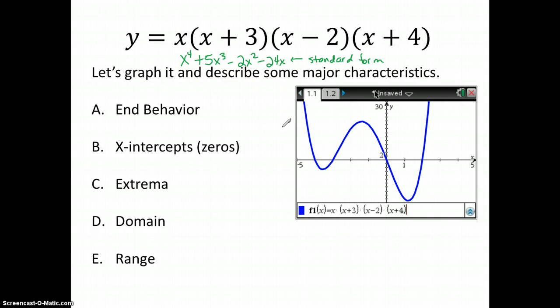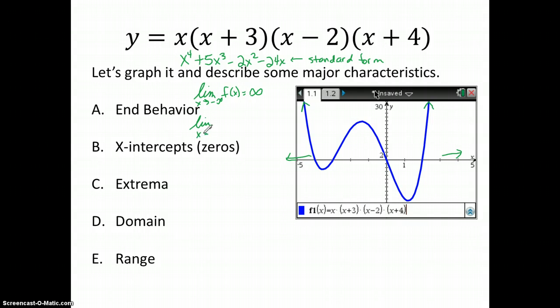Let's take a look first at end behavior. End behavior, if you remember, is how the graph acts at the ends. What does the y value do as x goes to infinity or x goes to negative infinity? Notice here, as x goes to negative infinity, y goes to positive infinity. If you recall, we had this in terms of limits. The limit as x approaches negative infinity, and that end behavior was positive infinity because the y value is getting infinitely larger. It's just going to keep going.